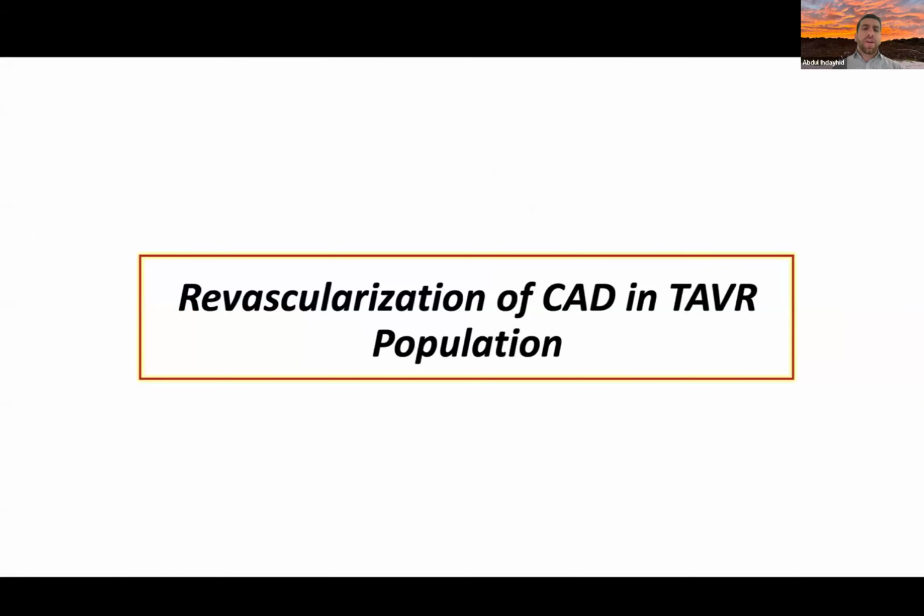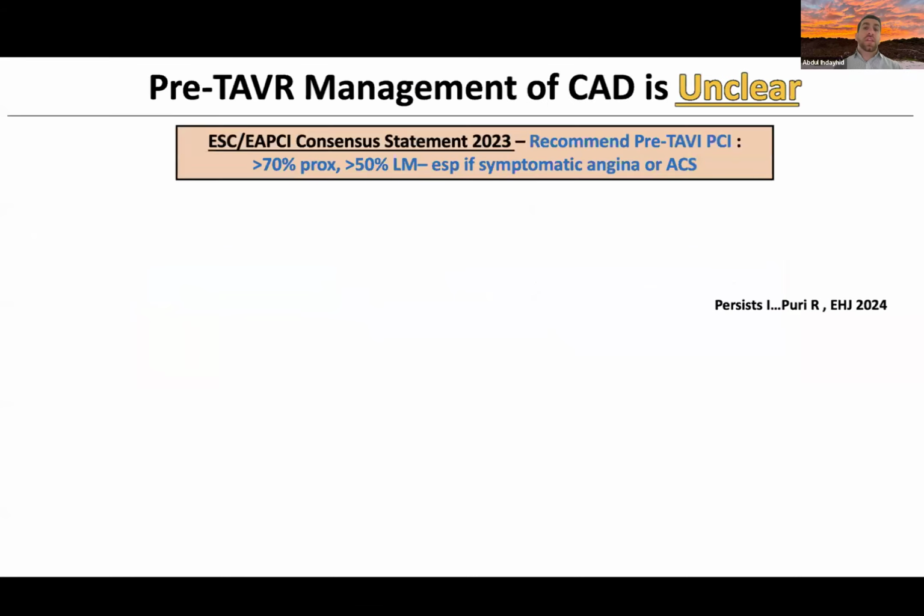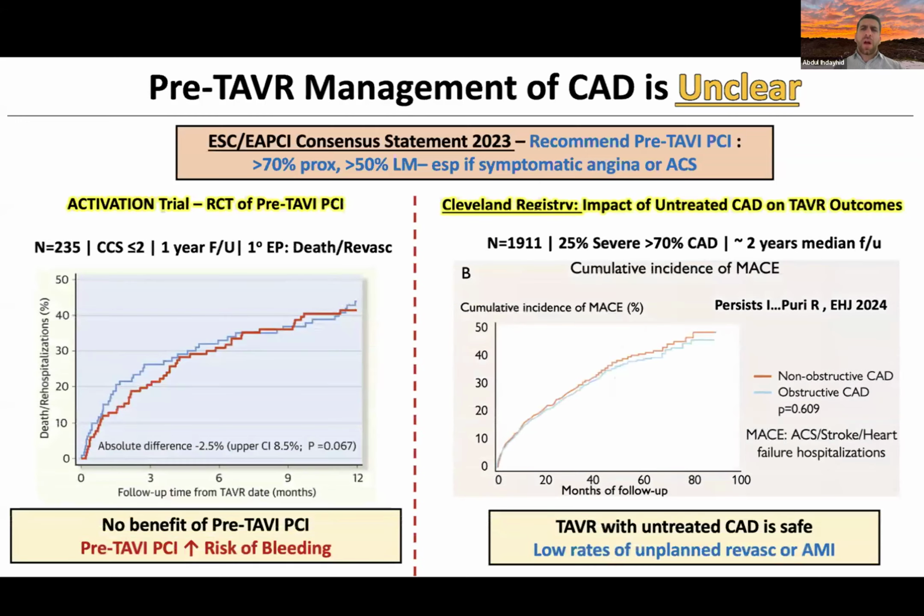And so revascularization of coronary disease in the TAVI population, as I said, remains unclear. There was a paper that came out last year, an ESC consensus statement, that made a recommendation for pre-TAVI PCI if you had a greater than 70% lesion in the proximal segment or a left main lesion, especially if you were symptomatic or had a recent ACS.